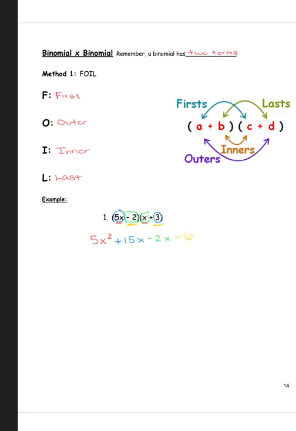From there, we're going to look at, okay, do we have any like terms? I can clearly see here in the middle, I have 15x minus 2x, which is going to give me 13x. So my final answer simplifies to, and I'm going to write it in a different color, let's pick black, 5x squared plus 13x minus 6.